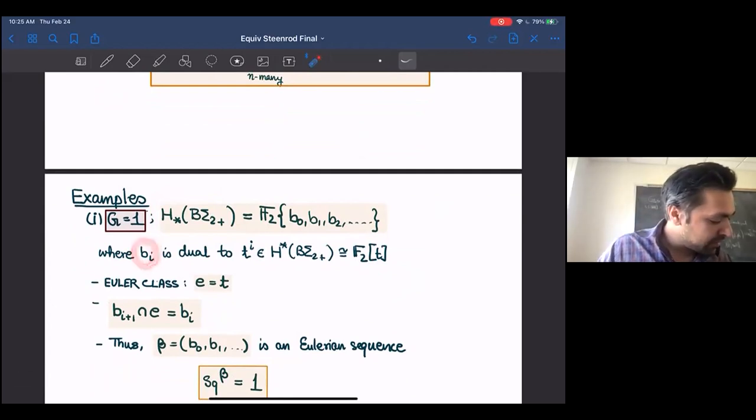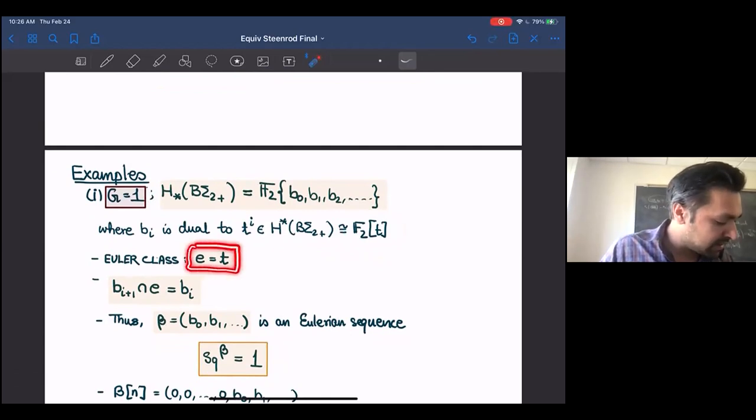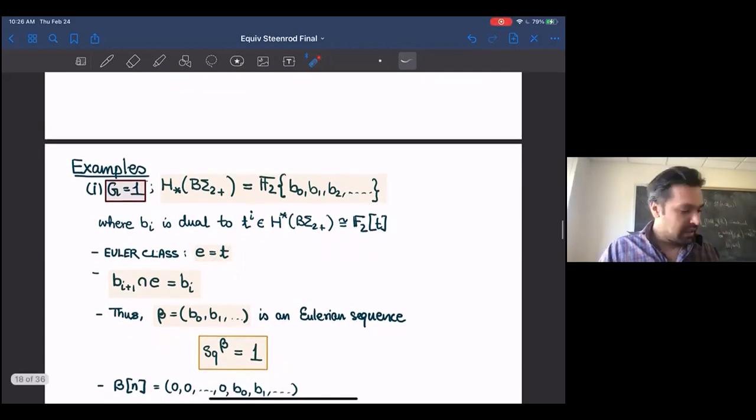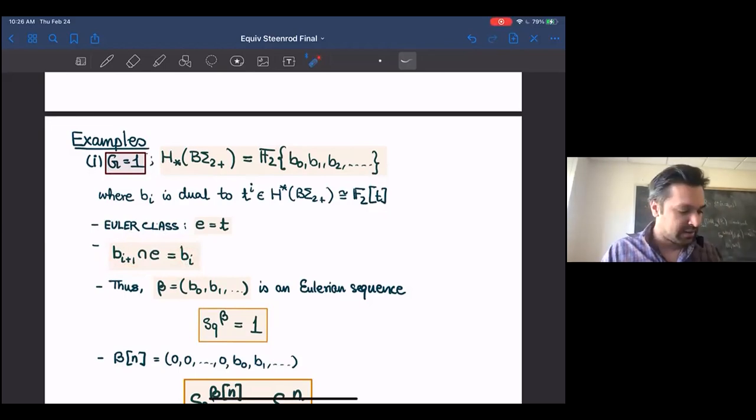And the Bi are dual to the class t to the i, which is in the cohomology of B sigma 2 plus, and which is also well known to be the polynomial algebra on the generator t. So in this case, the Euler class, which is a class in the cohomology of B sigma 2 of the tautological line bundle, is the element t. You can choose that to be your Euler class. And then you can see that if you take B(i+1) and cap with the Euler class, then you're going to get Bi. This is just the definition of what the Bi are, it follows.